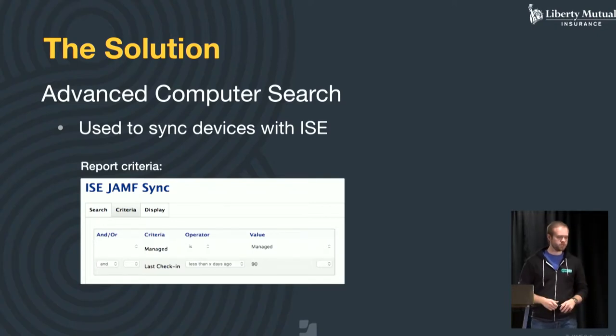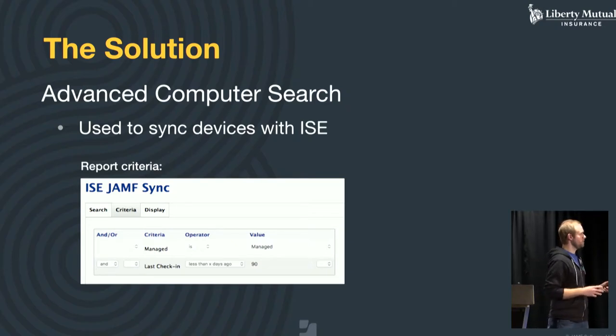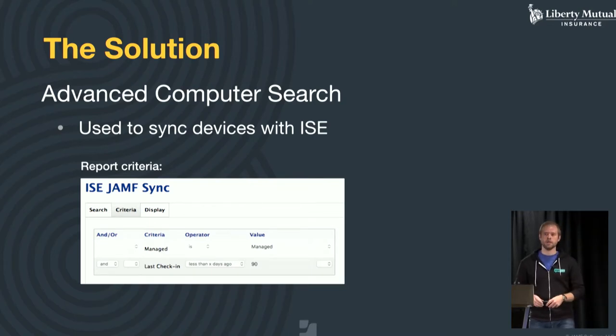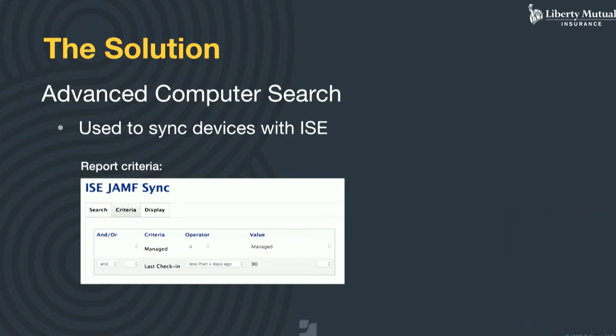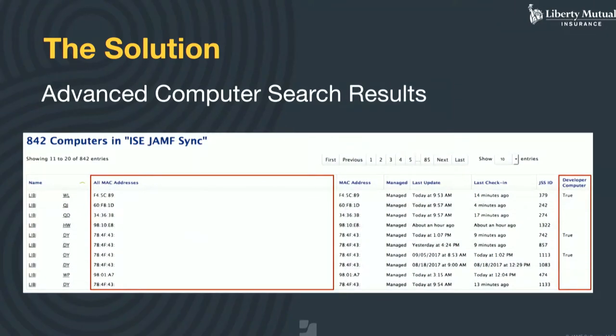So we created a custom advanced computer search. And what you'll notice is the criteria of the search is what determines what we consider to be compliant. So anything in this search result is what is going to get pulled and ultimately pushed over to Identity Services Engine. So for us, it's devices that are managed and that have checked in within 90 days. And this is what the result looks like, heavily redacted per corporate security. But you can see the beginning of the list of MAC addresses, and then to the far right, there's that developer computer attribute. So we can use that information once it comes out of the API.